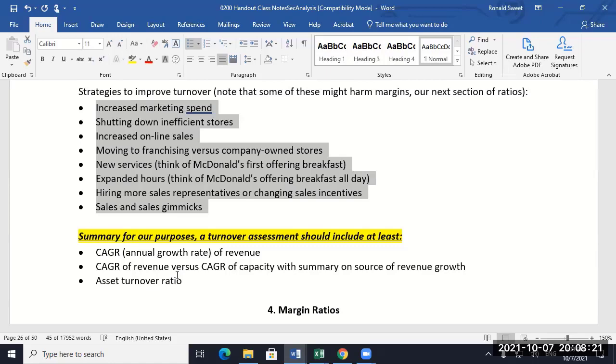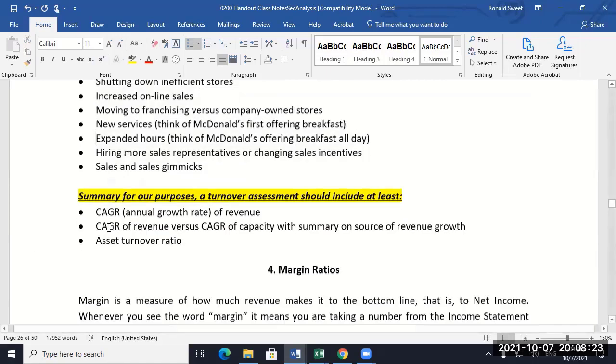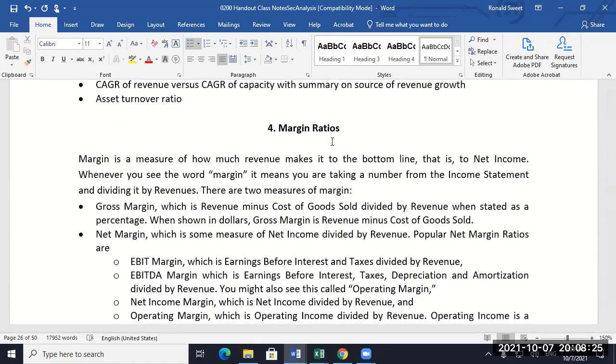All right. So you see the word margin, you automatically know the denominator. What's always the denominator for the word margin? And say it loud. Revenues, yeah. So margin is always something divided by revenue. What margin is it? Well, we'll start with gross margin.